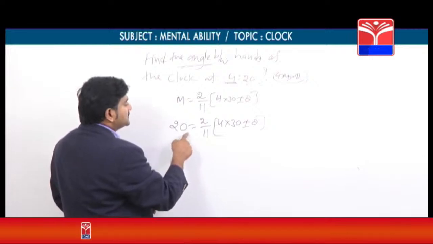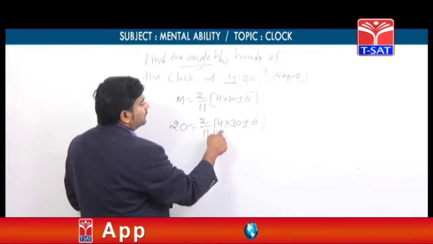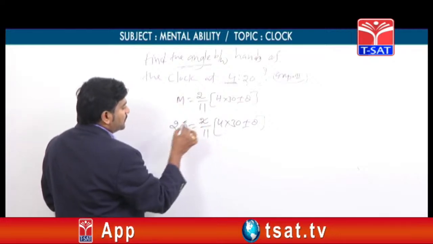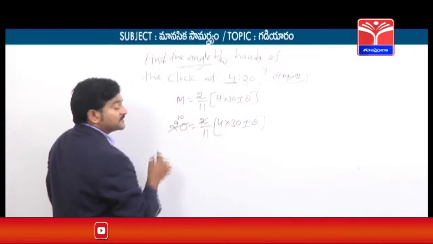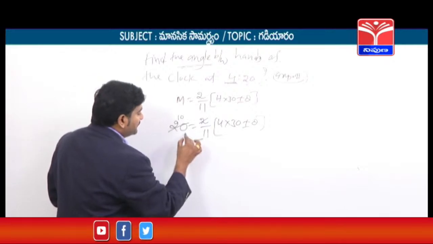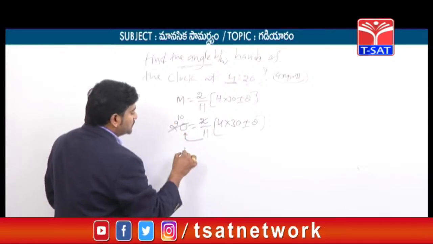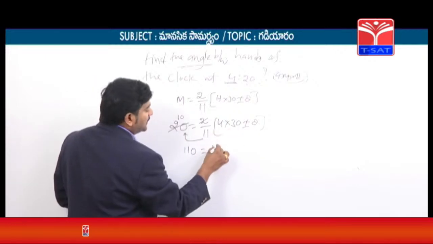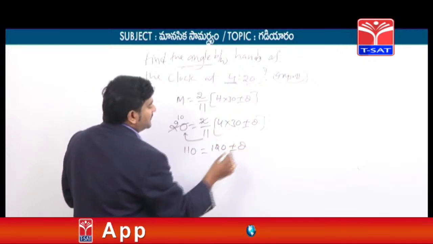Now 20 is equal to 2 by 11 into 4 into 30 plus or minus theta. This will simplify. Simple calculation. 2 ones are 2, 2 tens are 20. So I am shifting the 11 to this side. 11 into 10 means how much will you get? 110. 110 is equal to 4 into 30, that is 120, plus or minus theta.